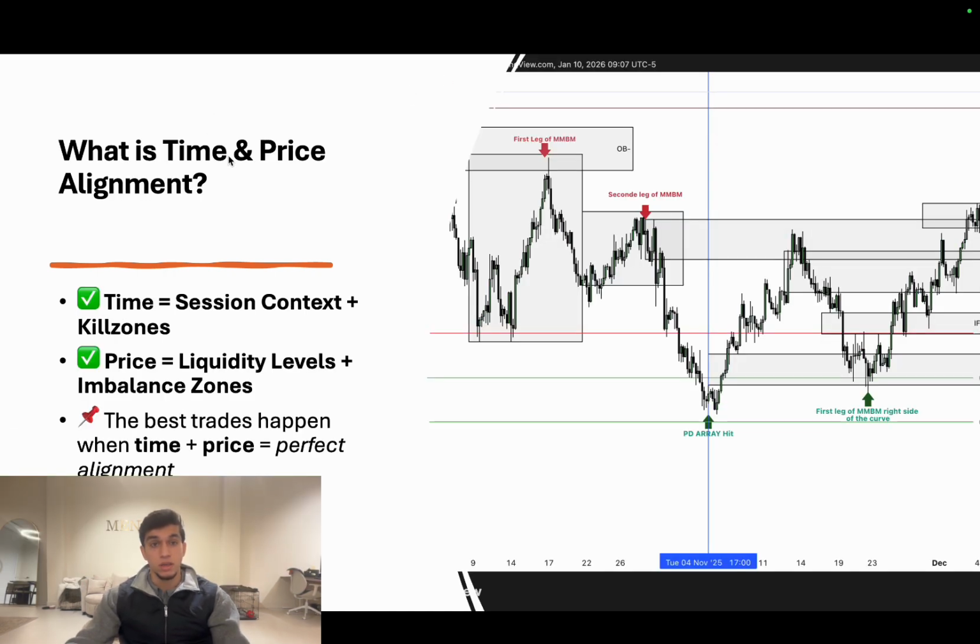What is price and time alignment? Time: session context, kill zones. Price: liquidity levels, imbalance zones. The best trades happen when time and price are perfectly aligned.